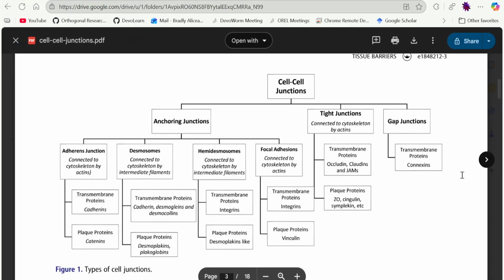And then gap junctions, which are these electrical junctions between cells. These are also mediated by transmembrane proteins called connexins.